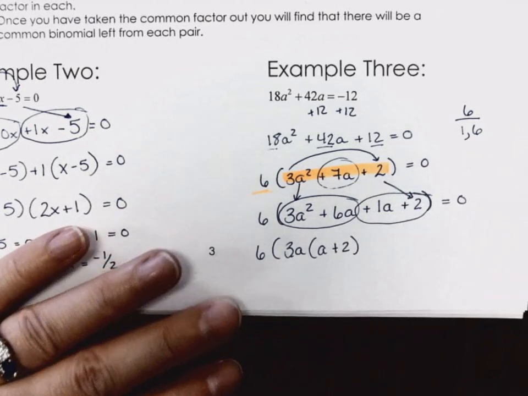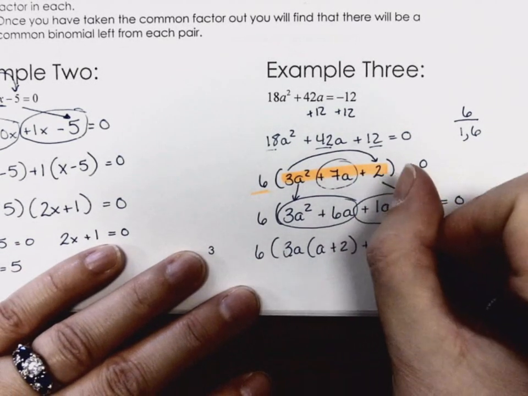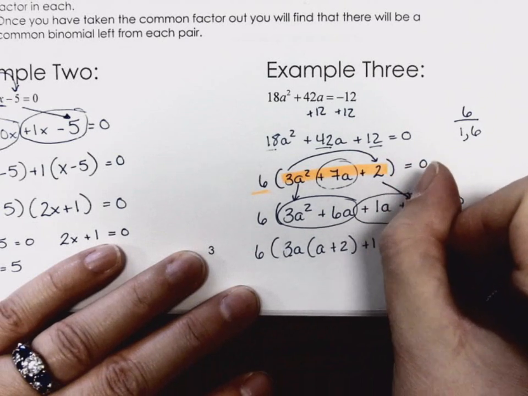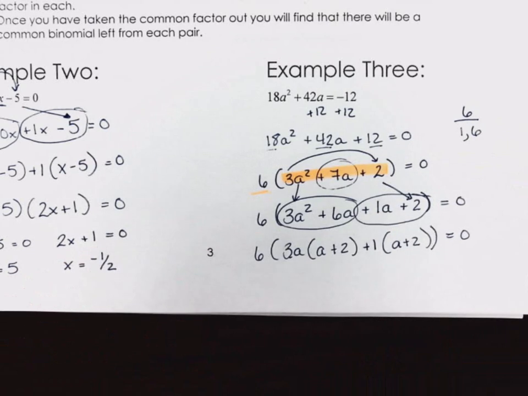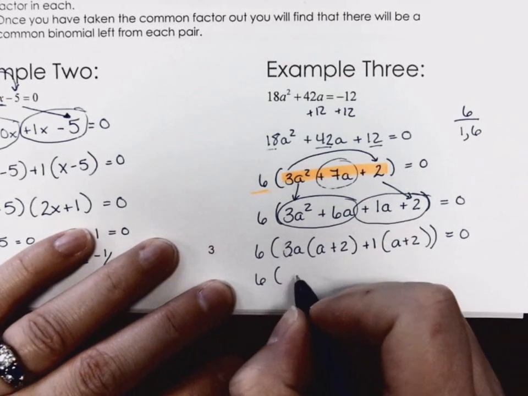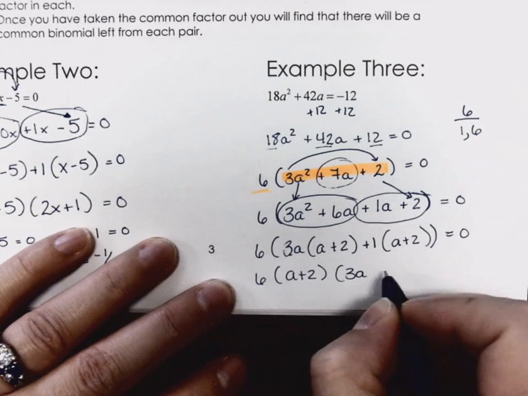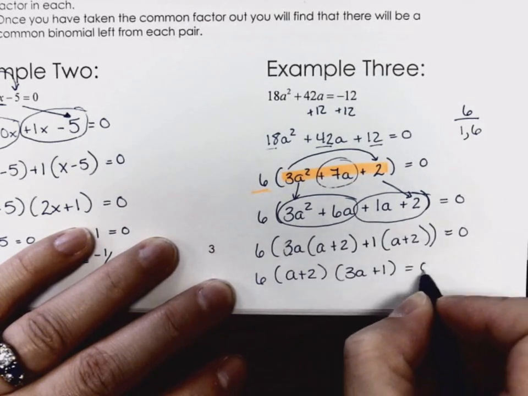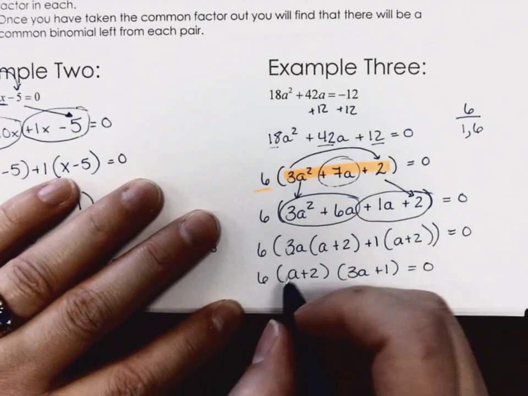Look at the back two. There's nothing common there, so I'm going to take out that 1 again. And that just leaves me the same thing. So I've got 6a plus 2, 3a plus 1 equals 0. All right, so I'm going to set each factor equal to 0.